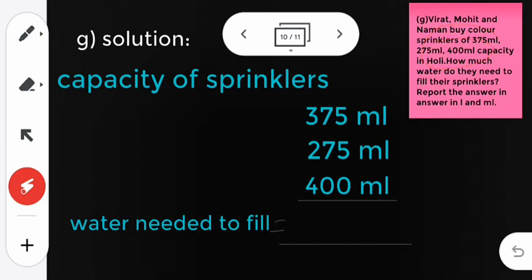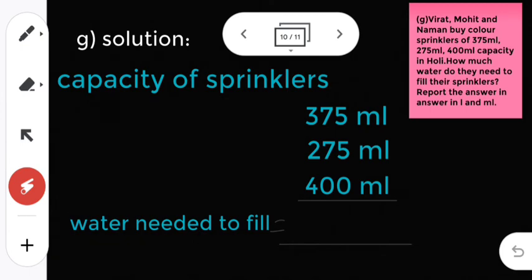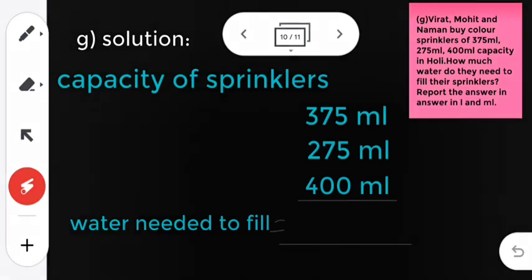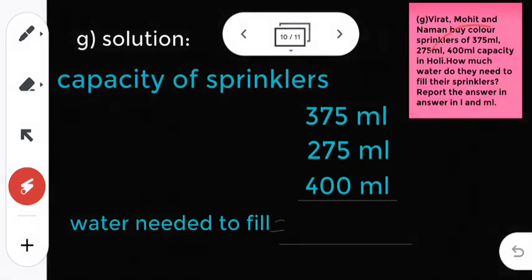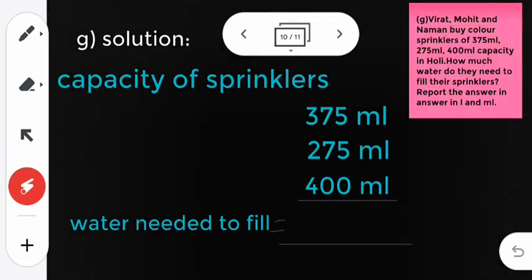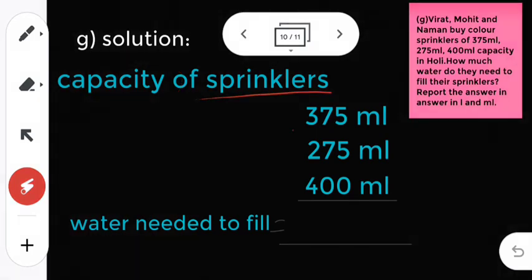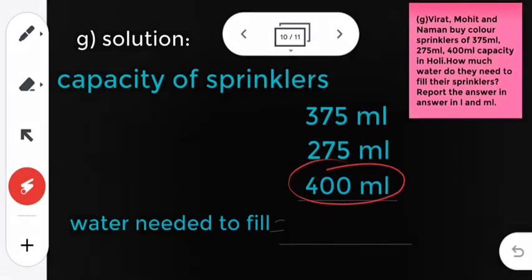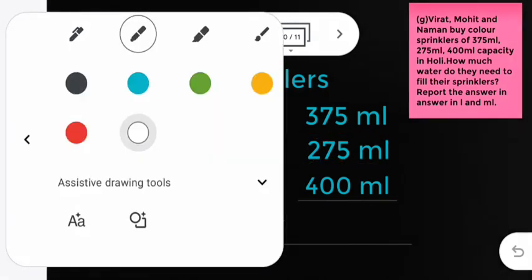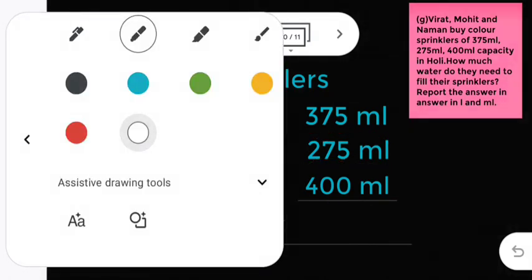So now they need water to fill them. How much water do they need to fill their sprinklers? That is the total capacity of their sprinklers. So first you have to find the capacity of the sprinklers. Each one I have written: 375, 275 ml, 400 ml. So all this you have to add. So let's add and write.